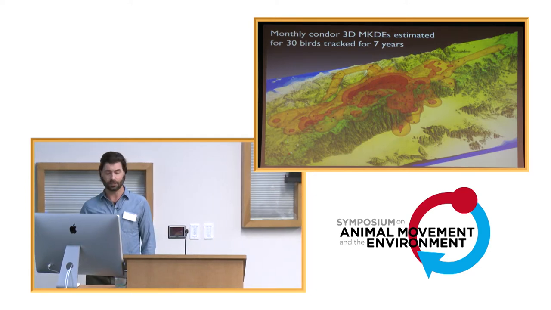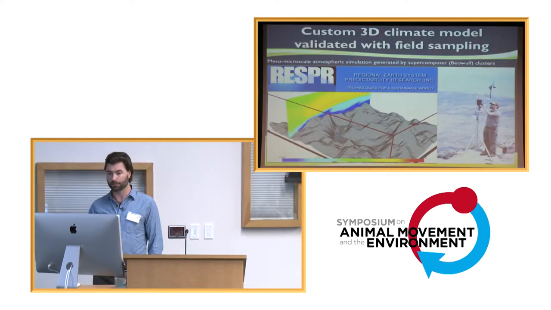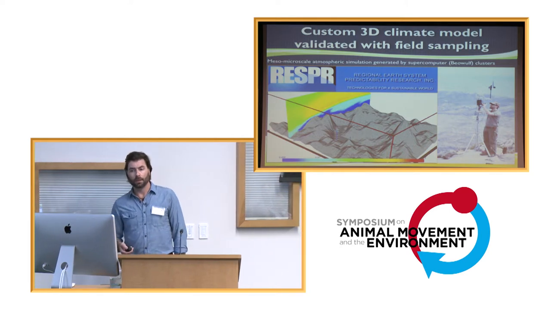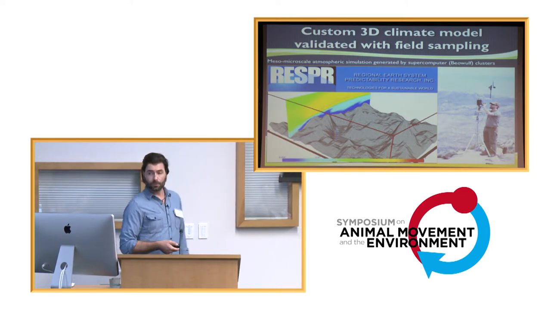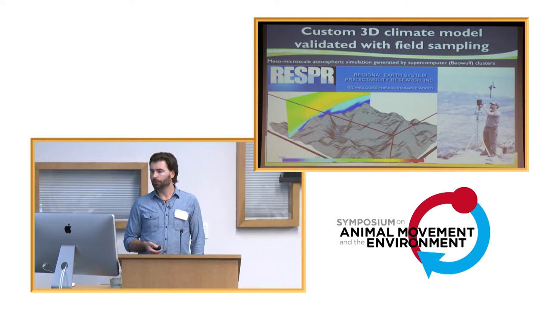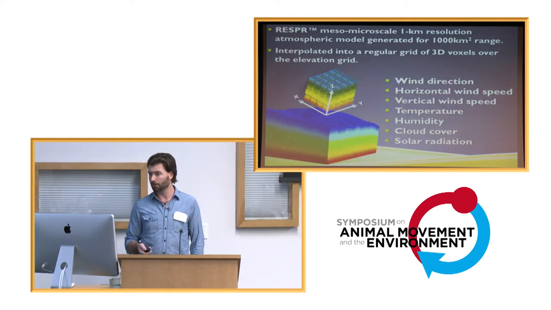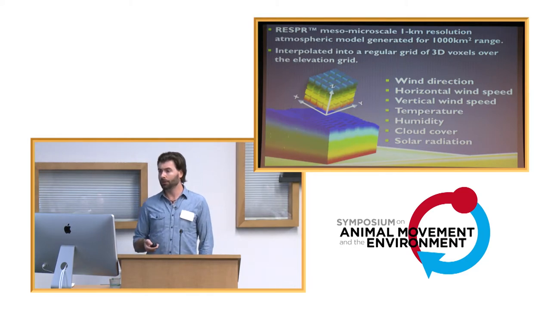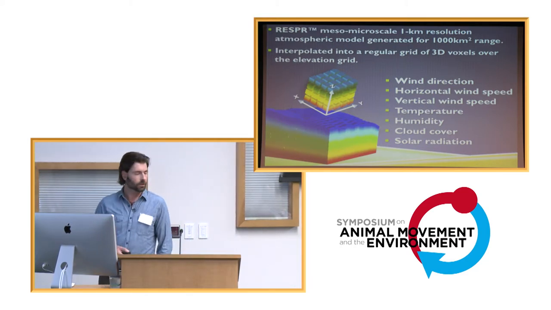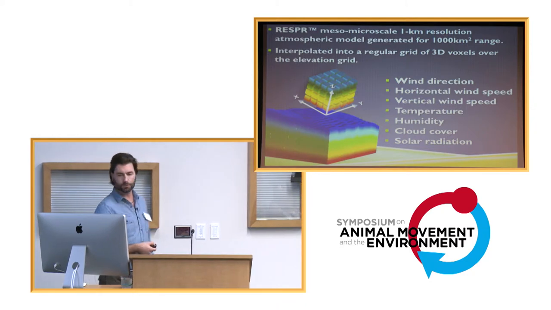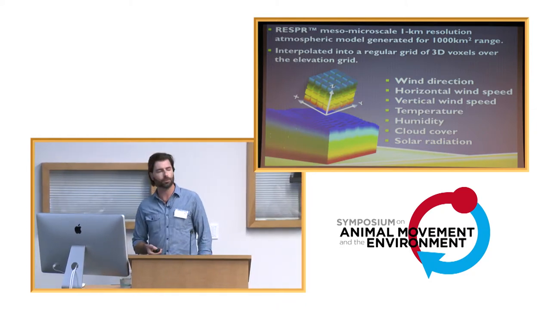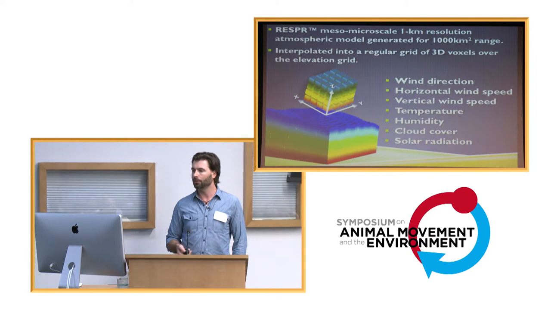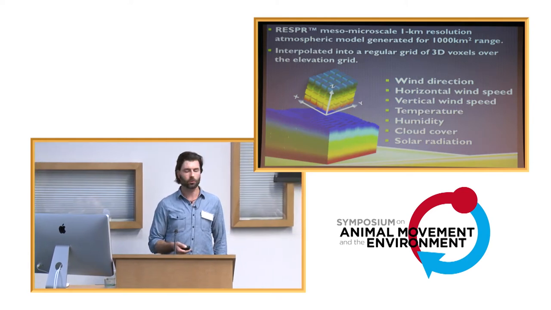So that's a lot of location data and a lot of 3D home ranges. What I'm currently doing is I got a custom 3D climate model validated with field sampling from Regional Earth System Predictability Research Incorporated. And this is a meso microcell scale atmospheric simulation developed by supercomputers. What I'm doing is I got all these different climate variables that were then interpolated into a regular grid of 3D pixels, which are called voxels, over the terrain the condors occupy.